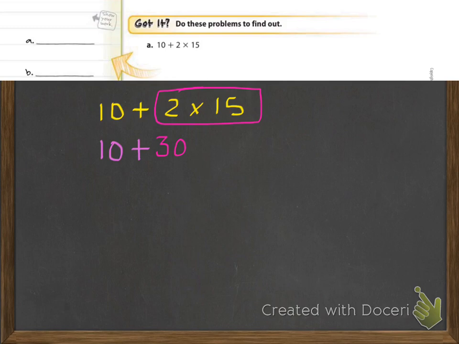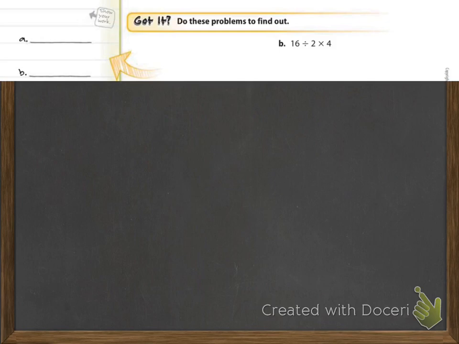Then we're going to go ahead and put a box around the last 2 numbers that we need to process now. And those last 2 numbers, 10 plus 30, is going to give us 40. So then in our final answer here, we're going to write 40 on line A. So hopefully you got that correct. You want to move on to B now. Push pause and work on B.